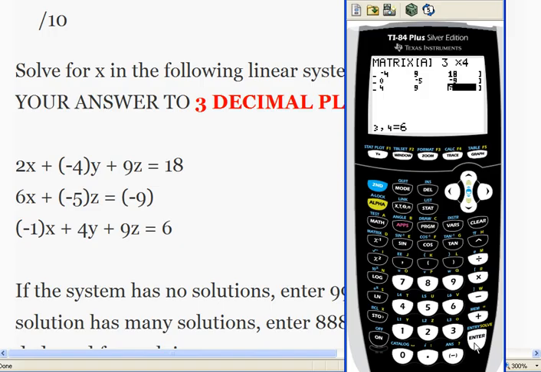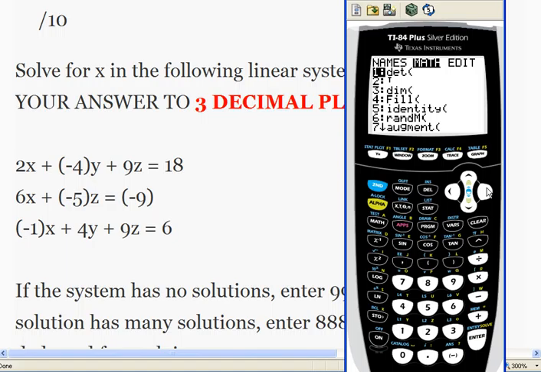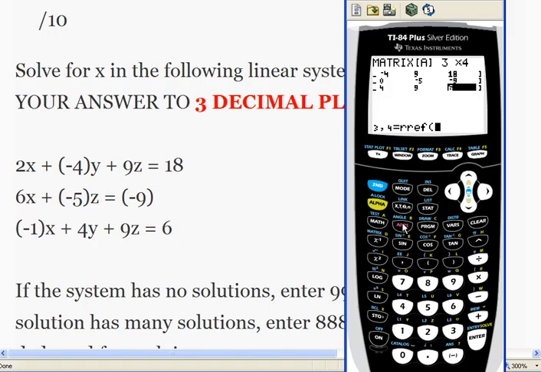Okay, so now what? I've got it all in there. Reduced row echelon. I'm going to scoot over to math, right? Reduced row echelon form. And the shortcut is just alpha B. Oops, actually, I made a mistake there. Yeah, we got it.